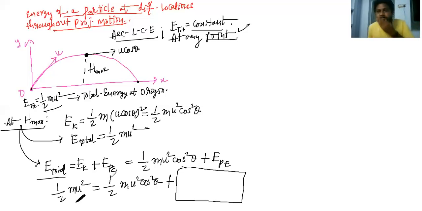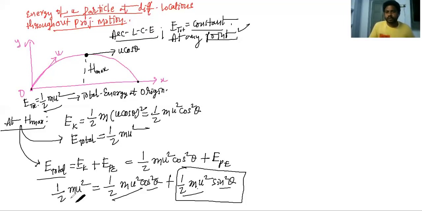That's my question. Just pause the video, write your answer, and send me through WhatsApp, my dear children. What must be the term here so that the total energy will be half m u square? I'm writing the answer here: half m u square sine square theta. Now add these two. Half m u square is common, into cos square theta plus sine square theta. You know cos square theta plus sine square theta is equal to 1. So finally you get half m u square.